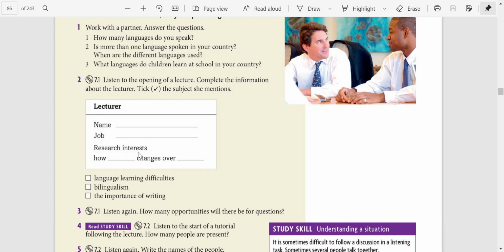And after that, we have the subject she mentions. We must take one of them. We have a subject that the speaker mentioned, and we must check it. We must select one of them, which is language learning difficulties or bilingualism and the importance of writing.